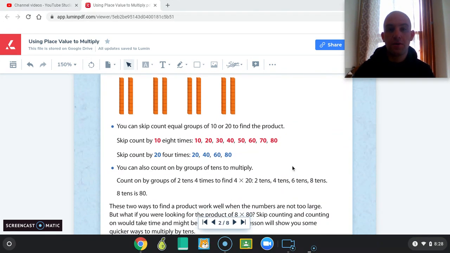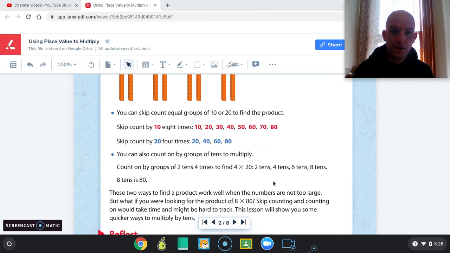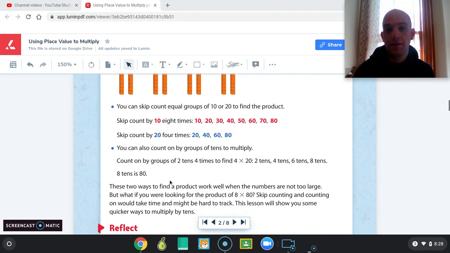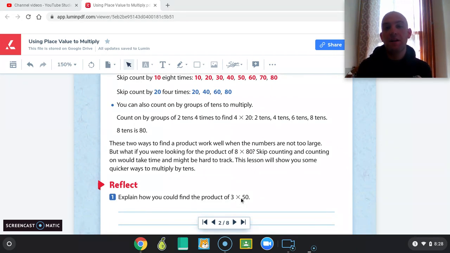You can also count by groups of 10 to multiply. Count on by groups of 2 tens 4 times to find 4 times 20. 2 tens, 4 tens, 6 tens, 8 tens. 8 tens is 80. These two ways to find a product work well when the numbers are not too large. But when you're looking for the product of 8 times 80, skip counting and counting on would take time and might be hard to track. This lesson will show you some quicker ways to multiply by 10.